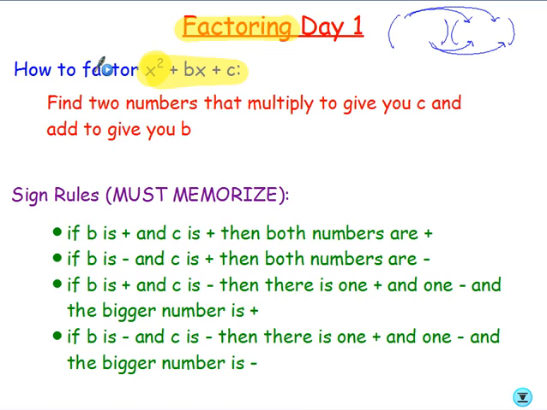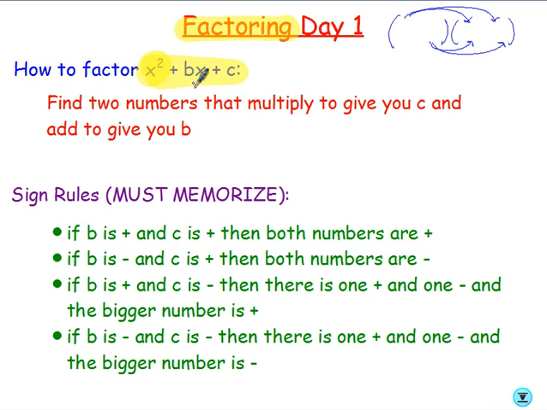Our goal when we factor is to find two numbers that multiply to give you c right here and add to give you b right there. Now, I will give you a heads up. If you are good at your multiplication facts, this will be much easier to you. If your multiplication facts are not so strong, talk to me. We can get you a multiplication list, at least to get you going. It's not something you could use on a test, but at least it would give you a base to start with.